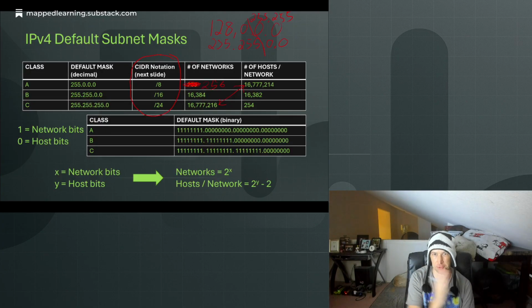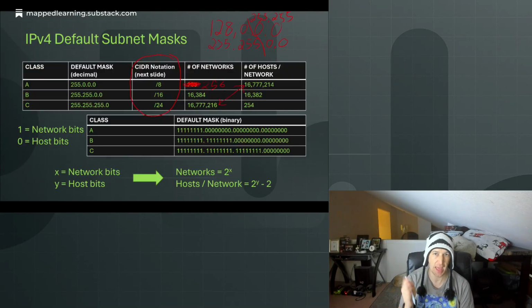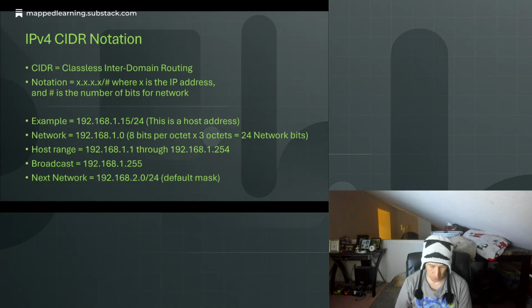You just count from left to right how many bits are turned on for the subnet mask, and that is the CIDR notation for that address. So I have some examples here. The first one is 192.168.1.15. By default, that is a Class C, so 24 bits are turned on, 8 plus 8 plus 8, for the network. Now you see in parentheses here, this is a host address, and that is exactly right.